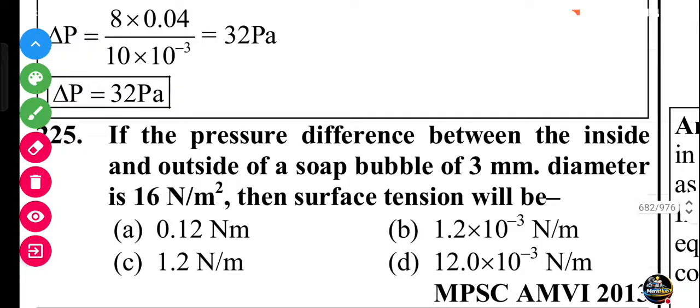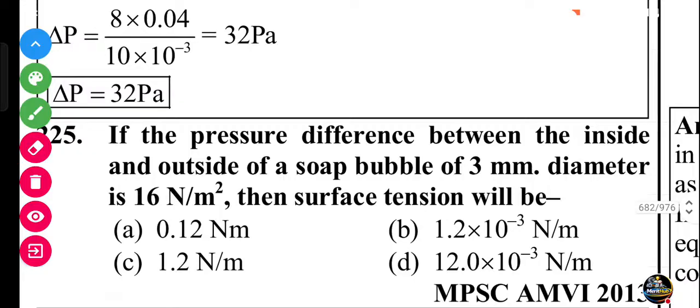If the pressure difference between the inside and the outside of the soap bubble is 16 Newton per meter square and the diameter is given as 3 mm, then what will the surface tension be? Friends, I am teaching you on my phone, so I cannot solve this question on my entire screen. I will tell you the process of how to solve it and then we will see the solution of this question.